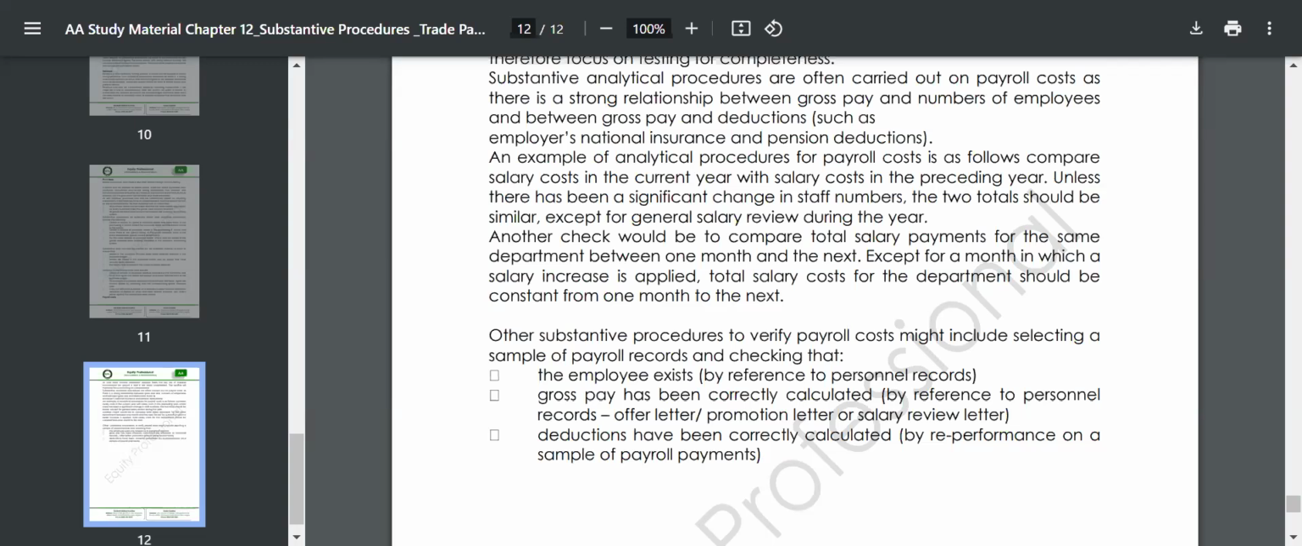So the auditor checks for employee existence, and checks the gross pay, whether it has been calculated well and appropriate deductions have been made. It will take a payroll sample. How is the tax calculated? What are the statutory deductions? So these are the procedures that will be carried out.